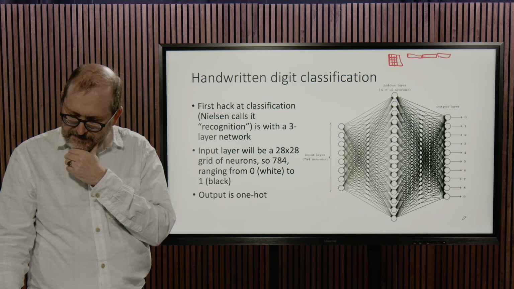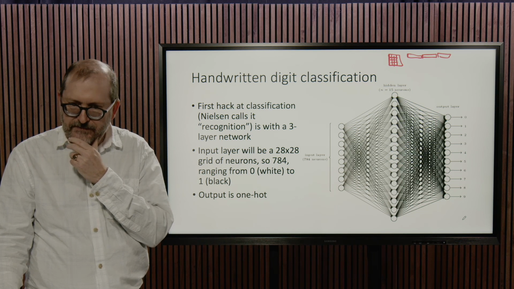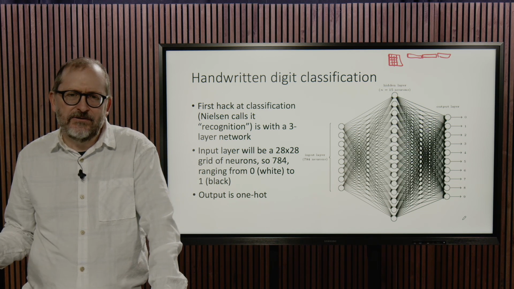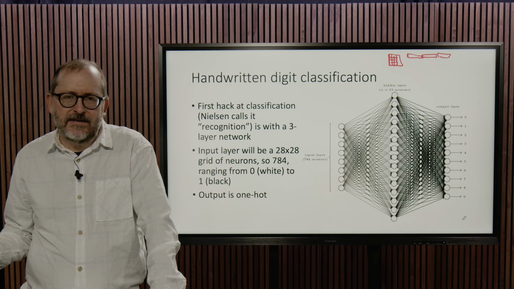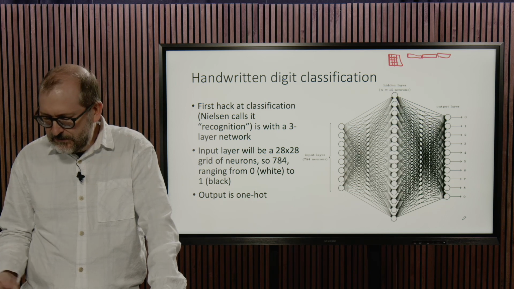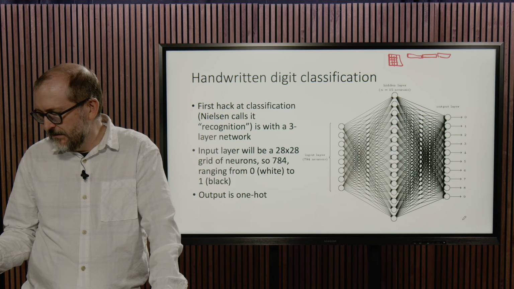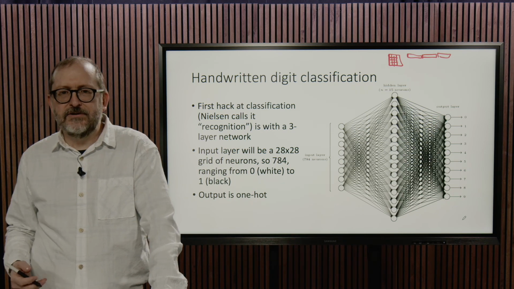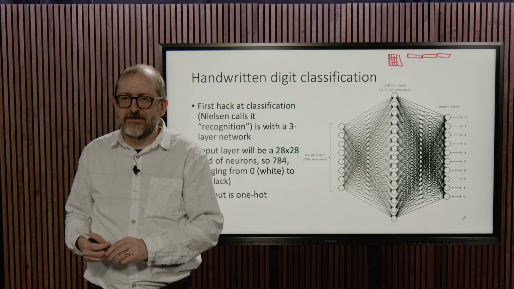This might be a little bit counterintuitive for a beginner, because you say, okay, 0 through 9, 10 digits. I could represent that with 2, 4, 8... with 4 bits, I could represent that. So I would only need 4 neurons in the output. Turns out that's not a good idea.